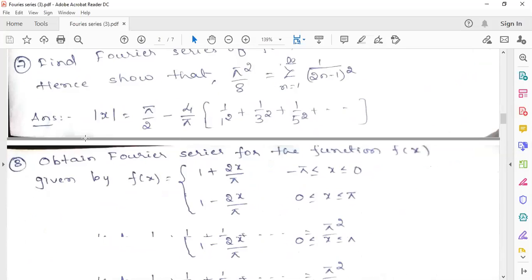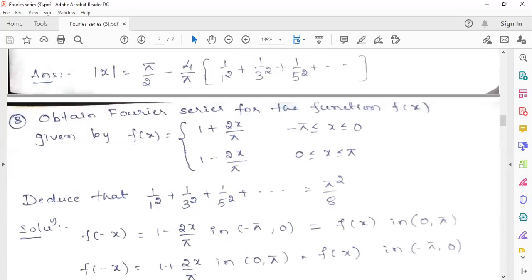So the next one is: obtain the Fourier series for the function f of x, where f of x equals 1 plus 2x by pi for the interval minus pi to 0, and it will be 1 minus 2x by pi for the interval 0 to pi.